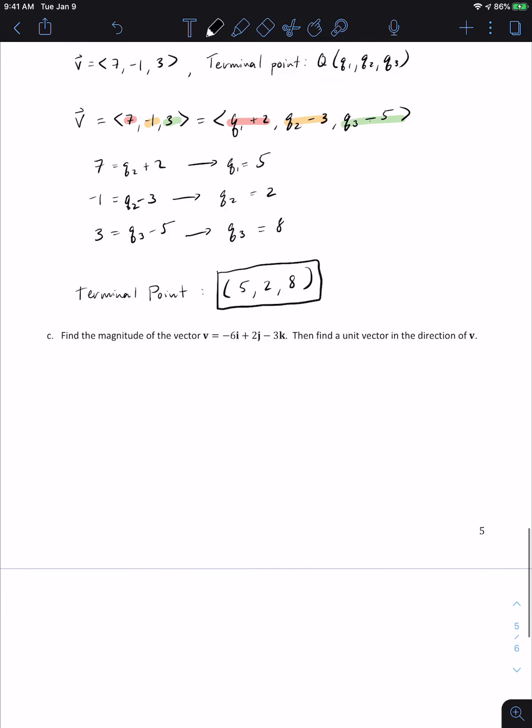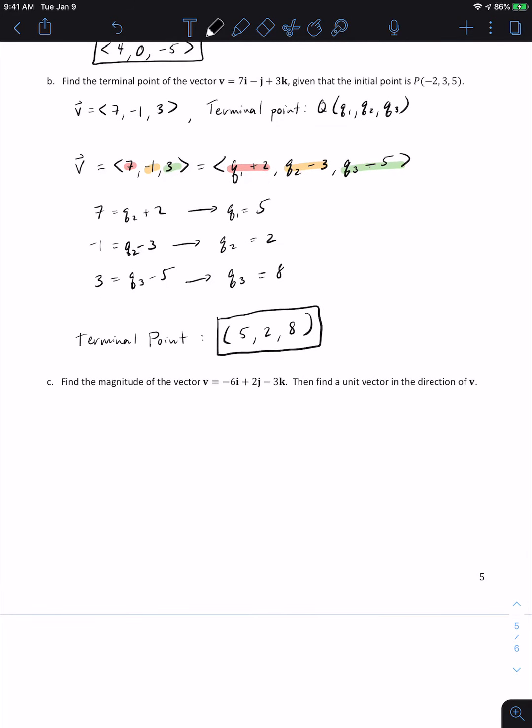Okay, part c, find the magnitude of the vector and then find the unit vector in the direction. Right, so again, the magnitude is just square all the components, add them up, take the square root. So here I get negative 6 squared plus 2 squared plus negative 3 squared, all underneath the square root. If I plug that into my calculator, I end up getting the square root of 49, which is 7, right?